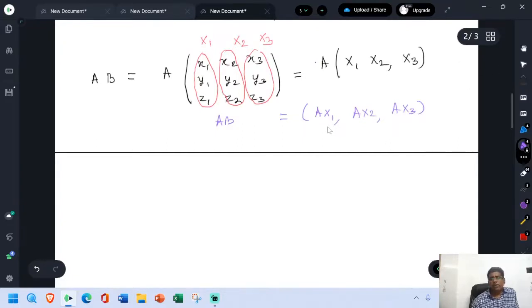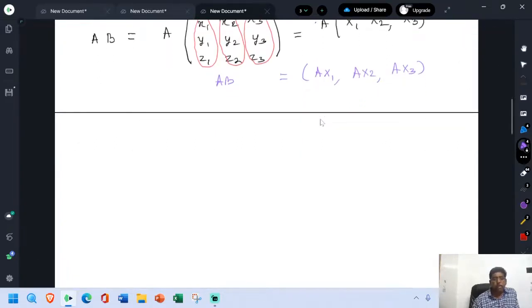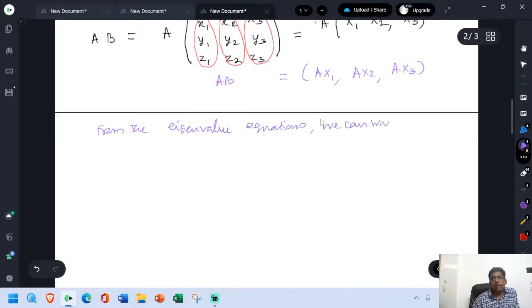Now A into x1 equal to lambda 1 into x1 from the eigenvalue equations. From the eigenvalue equations, we can write AB, which is equal to A into x1 is lambda 1 into x1, comma A into x2 is lambda 2 into x2, then A into x3 is lambda 3 into x3.